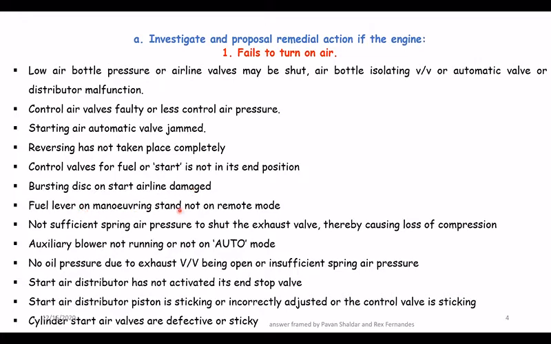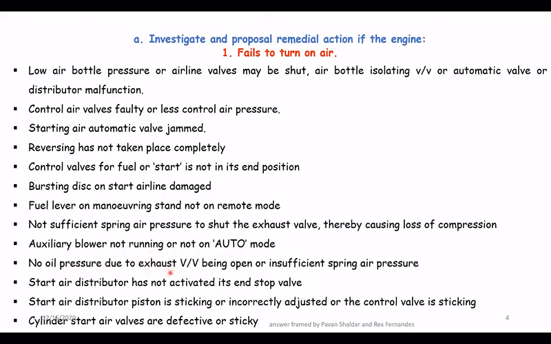Fuel lever on maneuvering stand not on remote mode. Okay, so if you have gone for emergency maneuvering, sometimes tried out and you forgot to put it on the remote mode, again you can have this issue. So see that it is put on the remote mode before you leave the emergency maneuvering stand. If spring air pressure for the exhaust valve is not sufficient, then you can have loss of compression air and your engine will not turn. Auxiliary blower not running, okay, that also is a safeguard sometimes, that your engine will not turn.